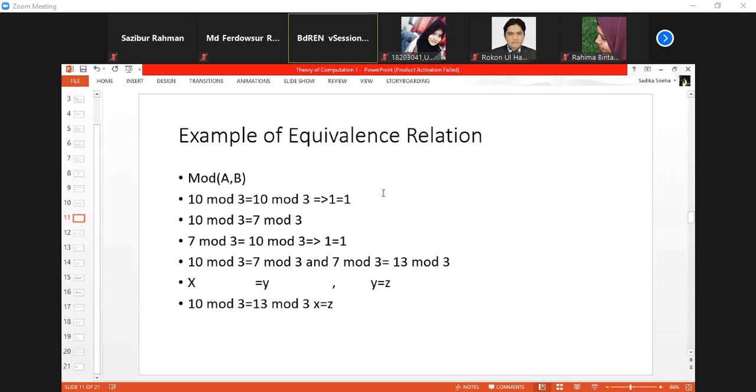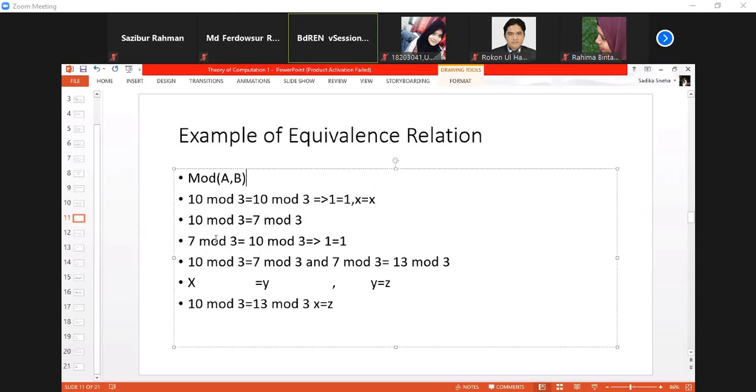So this is implying the x equal to x relationship. This one is x equal to y relationship. You can see that 10 mod 3 and 7 mod 3, we can consider this as x and this as y. X is equal to y. So if we place y in the first place and x comes in the second place, it is also true.